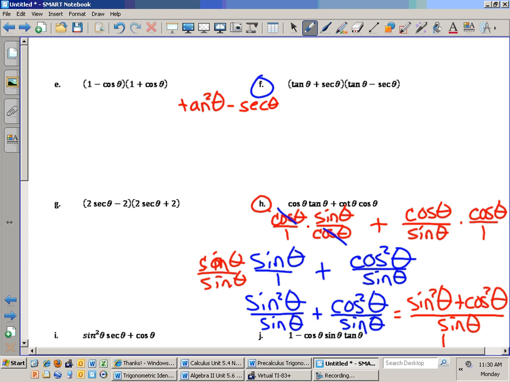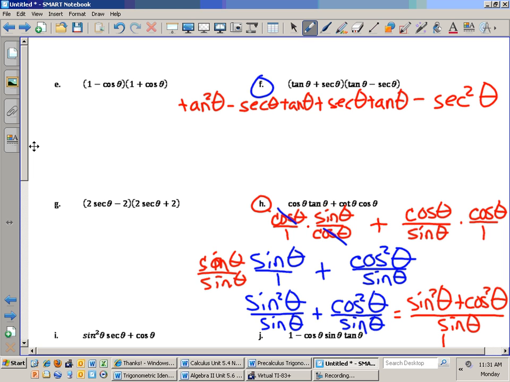What's tangent times negative secant? Negative secant of theta, tangent of theta. What's secant times tangent? Secant of theta times tangent of theta. Minus secant times secant is secant squared. What do you notice about the middles? They cancel. When you multiply two things together that are conjugates, the middles cancel.